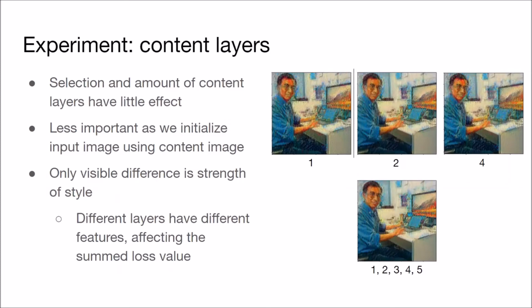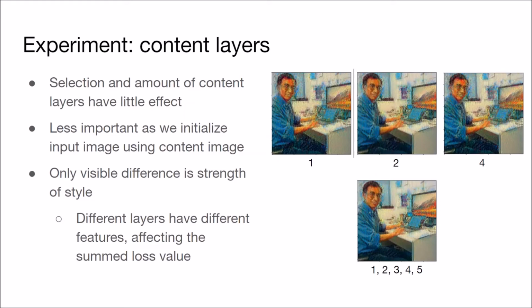Next, we look at content layers, which is important for a similar reason as the style layers. But as we can see, the selection of content layers and the number of style layers has very little effect on the output image. They all look about the same. And this is probably due to the fact that when we initialize the input image to feed into the style transfer network, we in fact initialize it using the content image. So it becomes less important which content layer we use.